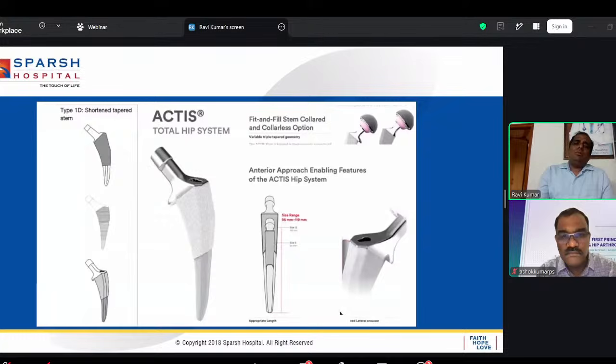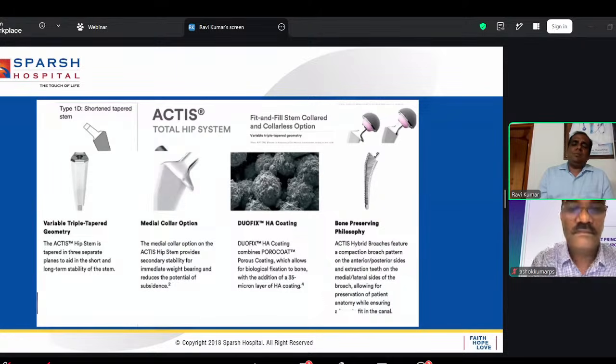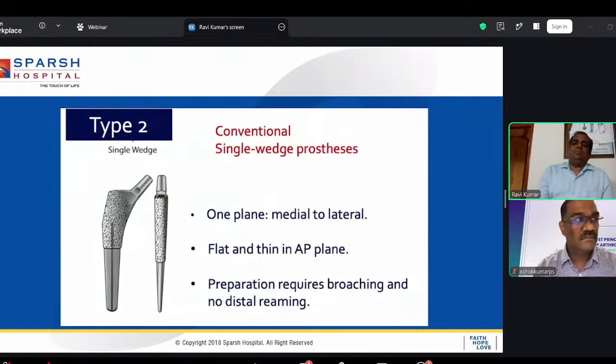In type 1, the majority is 1D. 1D is an Actis-like stem, where it has 4 principles. One is triple tapered geometry. It has a collar, and it has HA coating, which is the DuoFix philosophy. It is more suitable for DAA.